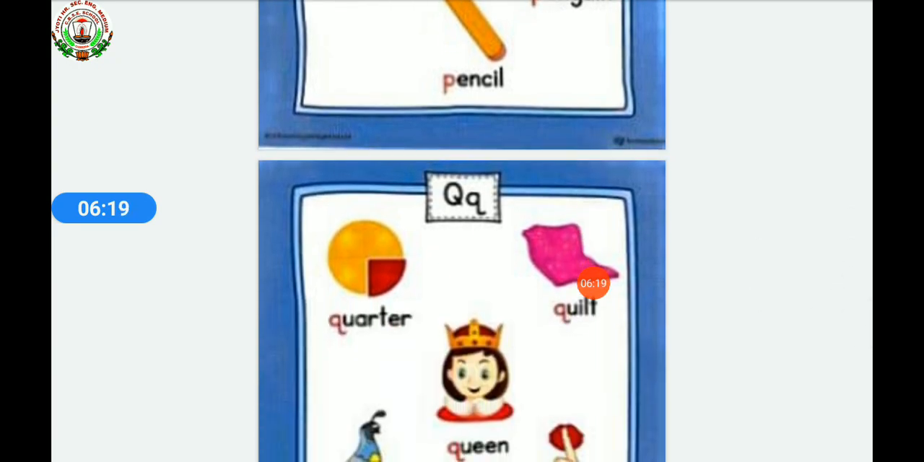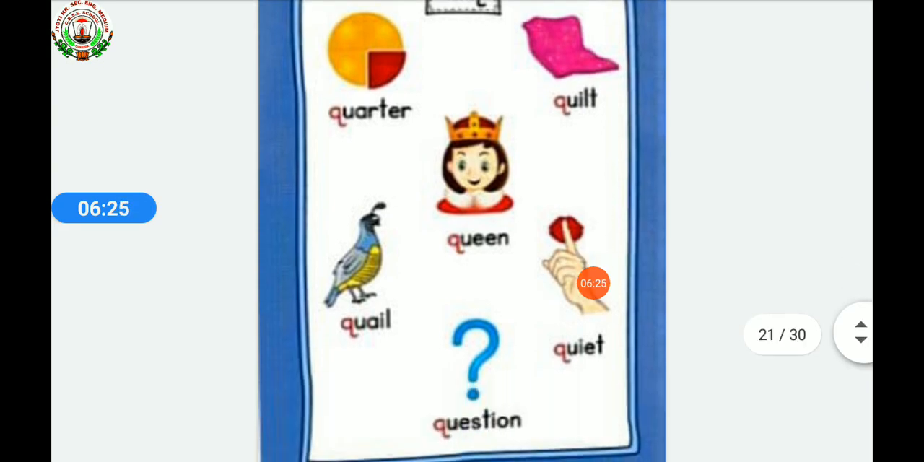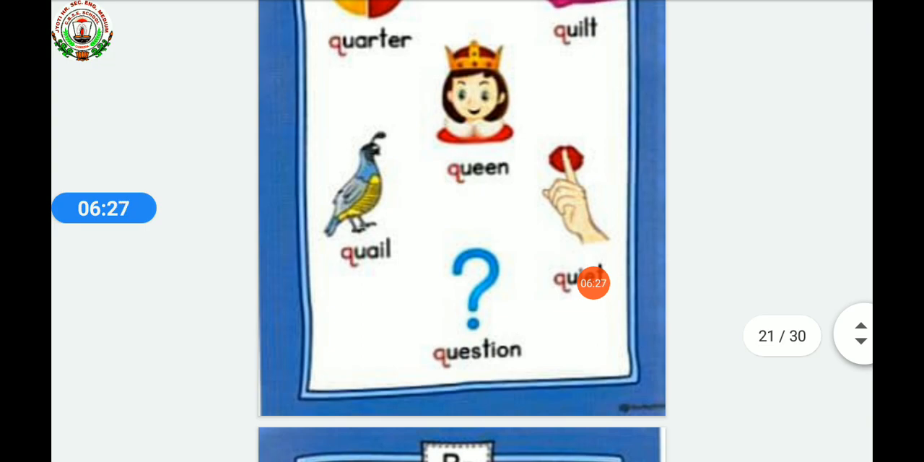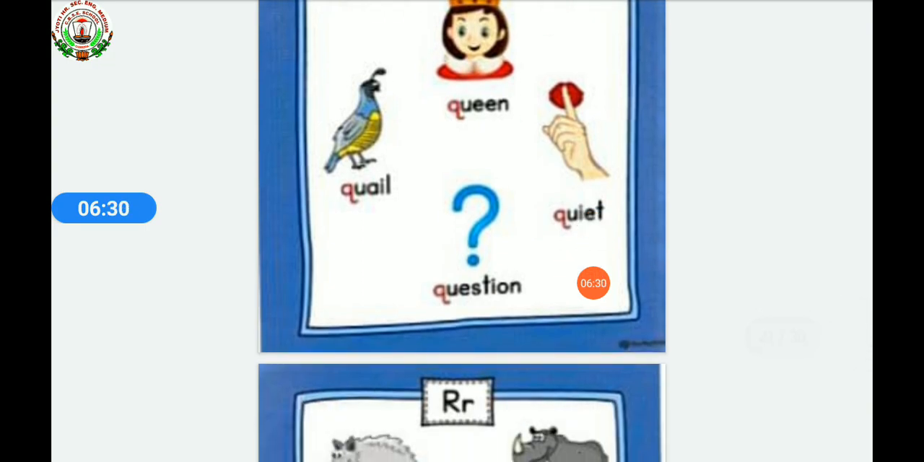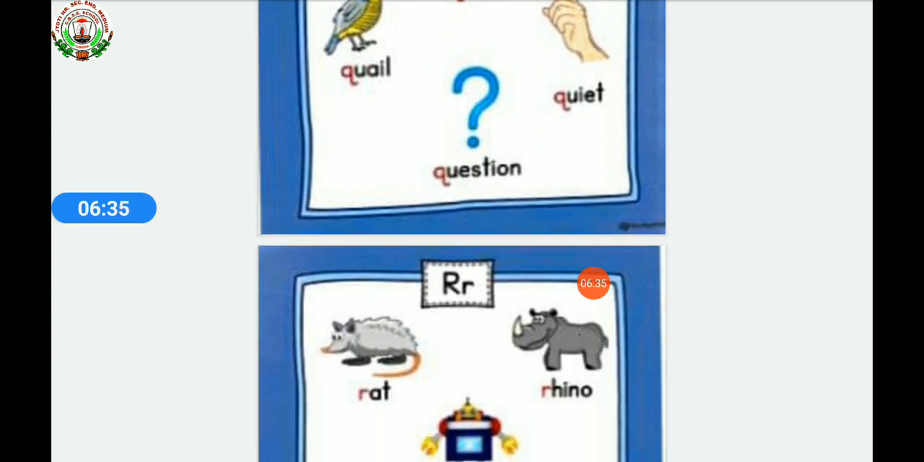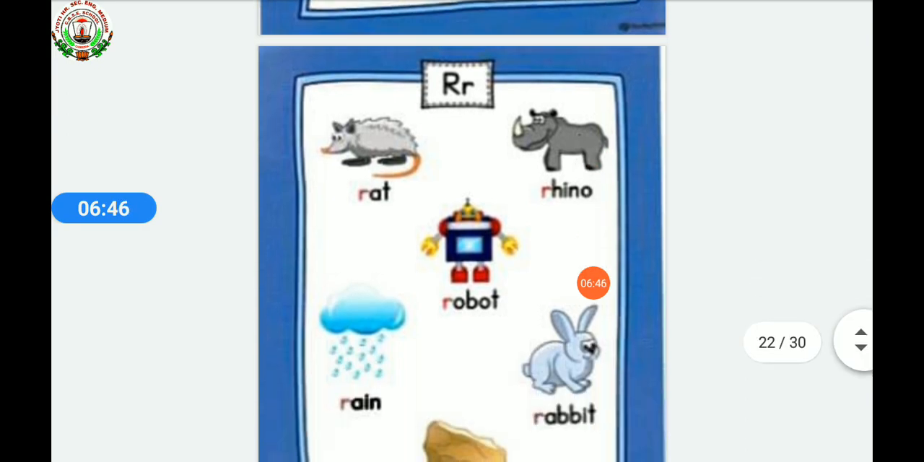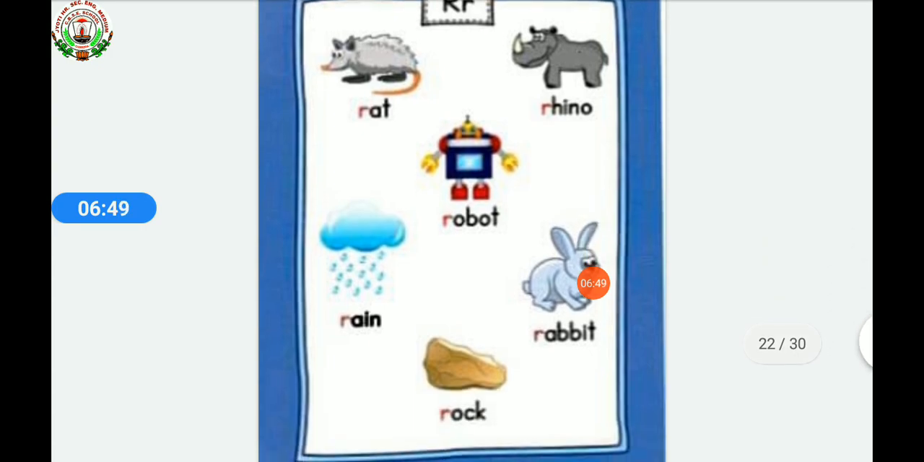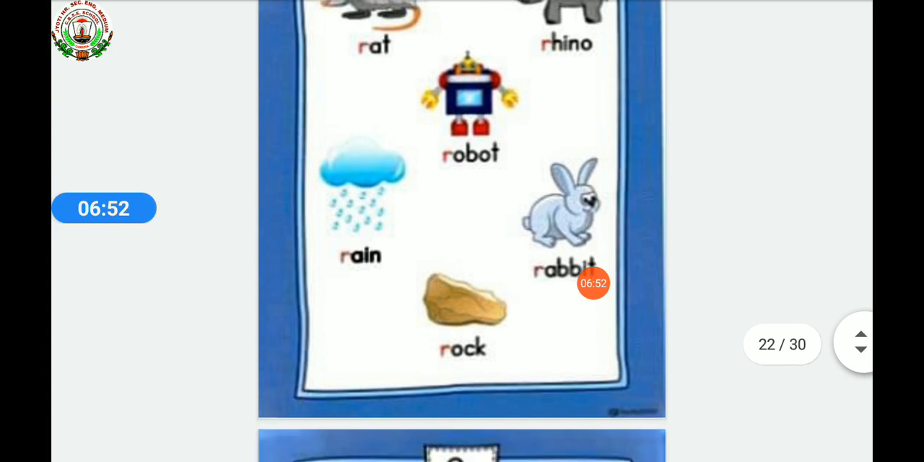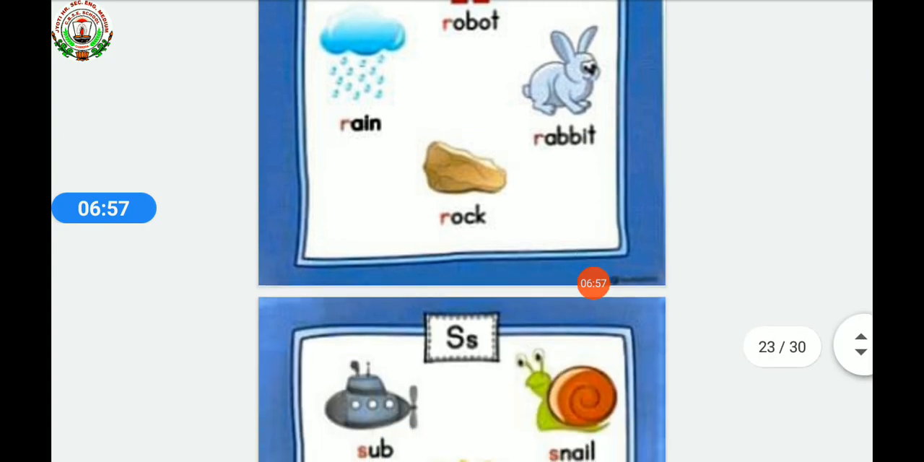After P comes the letter Q. Q for quarter, Q for quilt, Q for queen, Q for quill, Q for quite, and Q for question. You write the answers of the question. Question comes in your exam, isn't it? So the word question starts with the letter Q. After Q comes the letter R. R for rat, R for rhino, R for robot, R for rain, R for rabbit, and R for rock.